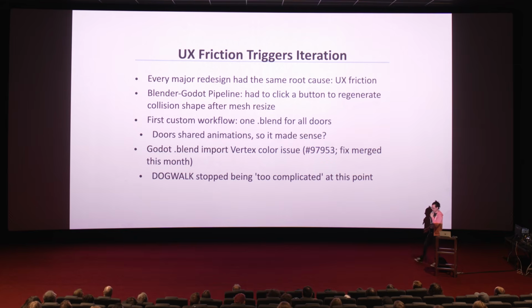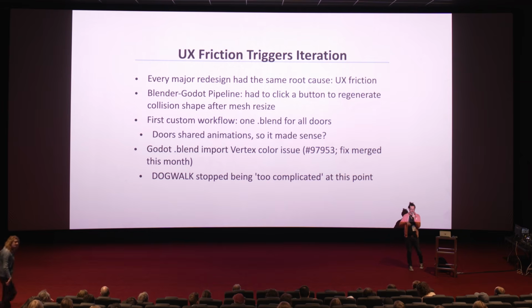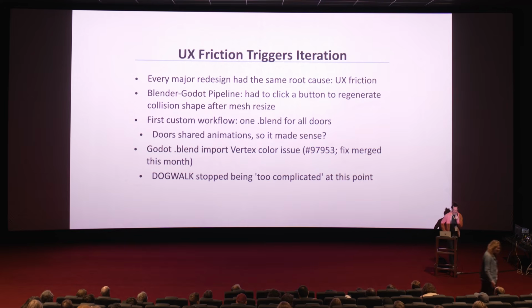For the Blender-to-Godot pipeline, it was the dynamically generated collision shapes. I didn't realize this, and I spent like an hour and a half debugging it, but if you mark a box as, okay, you have a collision shape now, and then you resize that box, you have to hit a button again to say that box has changed size, make a new collision shape for it. So none of my collision shapes worked. I couldn't figure it out. It was just because I didn't click a button. That sent me down my first rabbit hole.